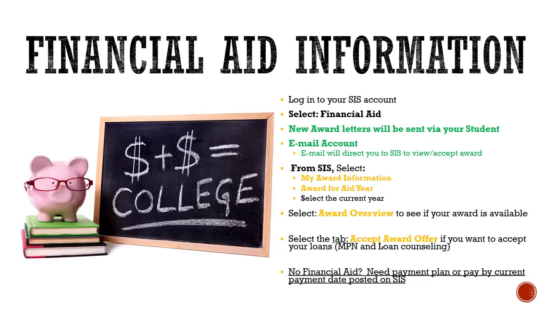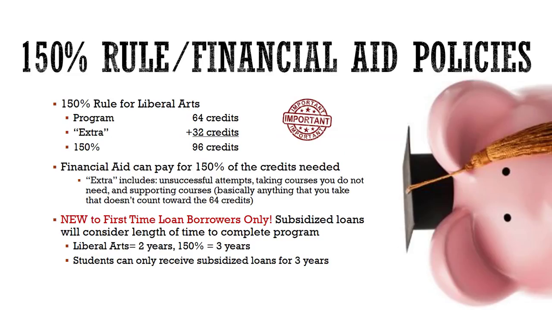It is important to know your status with financial aid. Utilize the instructions on this slide to see if an award has been processed for you. If you do not have financial aid, you will need to set up a payment plan or pay your bill by the current payment date posted in SIS. I want to make sure you understand the 150% policy and other financial aid policies that could potentially affect you as a student here at CVTC.